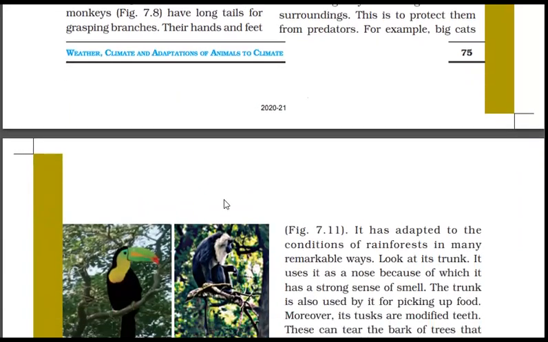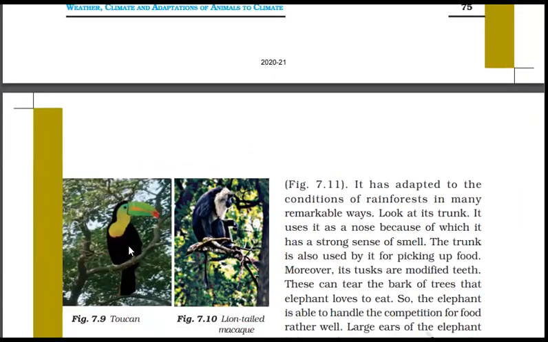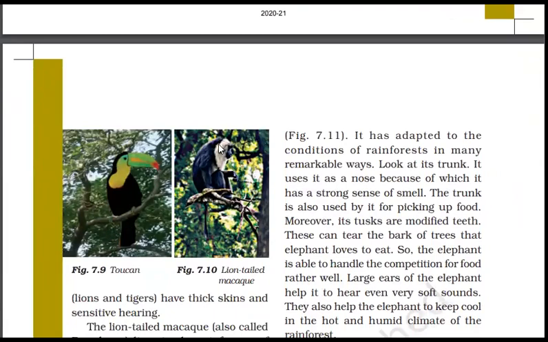So this is the picture of the toucan. And this is one kind of monkey, which is the lion-tailed macaque.